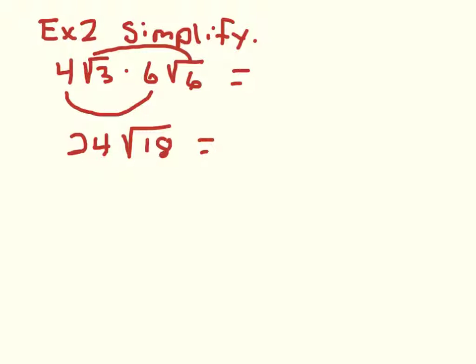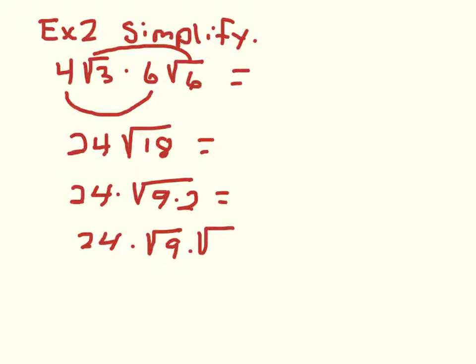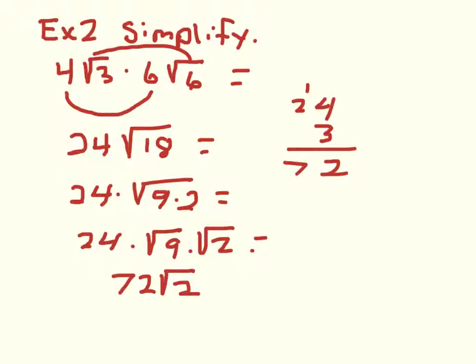Now the only thing I've got to do is make sure that the radical itself is simplified. Does 18 have a factor that's a perfect square? It does, 9. So I could think of this as 24 times 9 times 2, because 9 times 2 is 18 and 9 is a perfect square. This means 24 times the square root of 9 times the square root of 2. But what's the square root of 9? 3. So I'm going to take 24 times 3, which is 72 times the radical 2. And radical 2 does not have a perfect square factor, so I'm done.